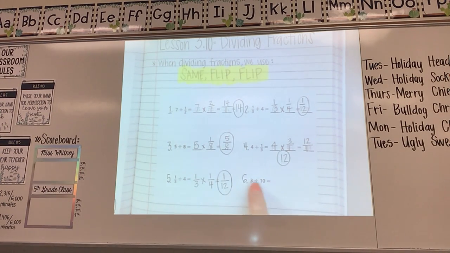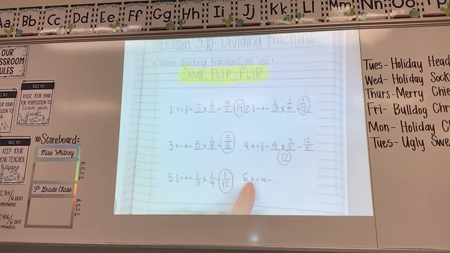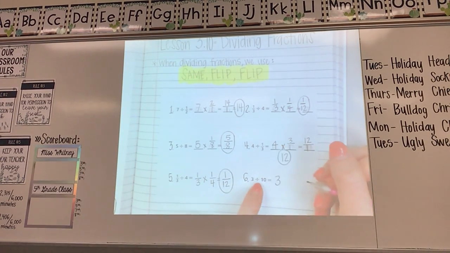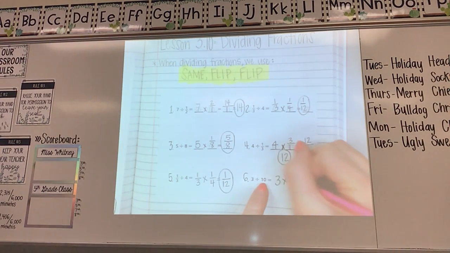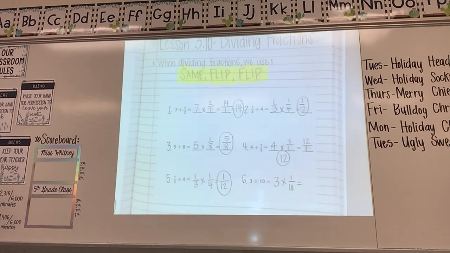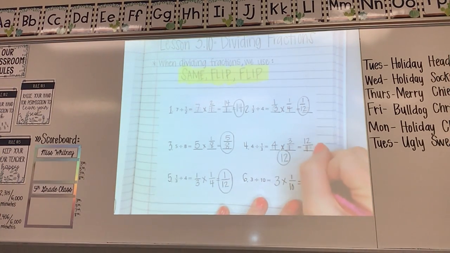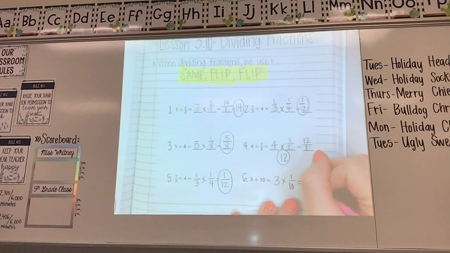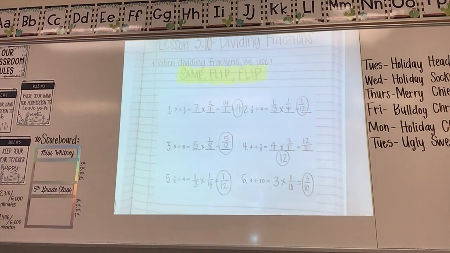Alrighty, and last one, number 6. 3 divided by 10, so same. Flip my division sign to be a multiplication sign, and flip my second number to be 1/10, and multiply it out. Big number times the top, so 3 times 1 is 3. Bottom number stays the same, 3 tenths. If you get an improper fraction, you need to fix it, just like we did.